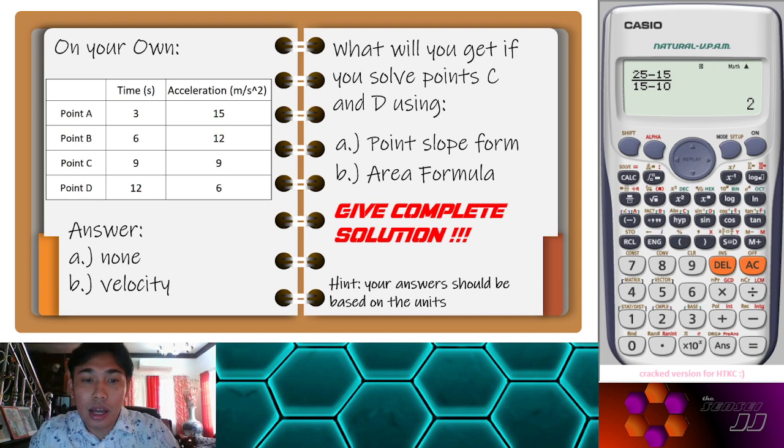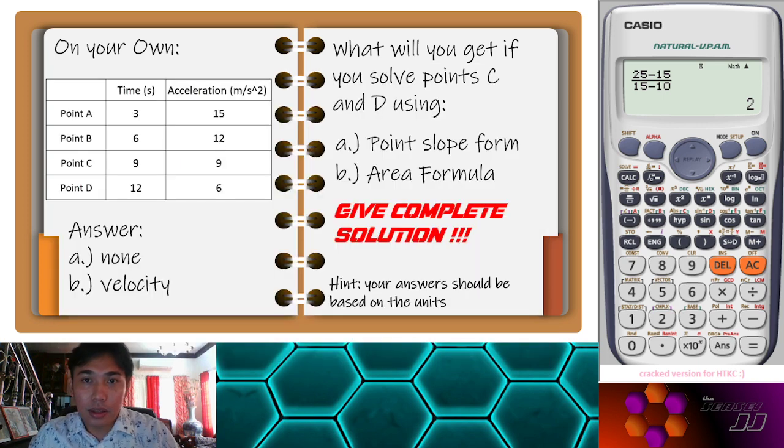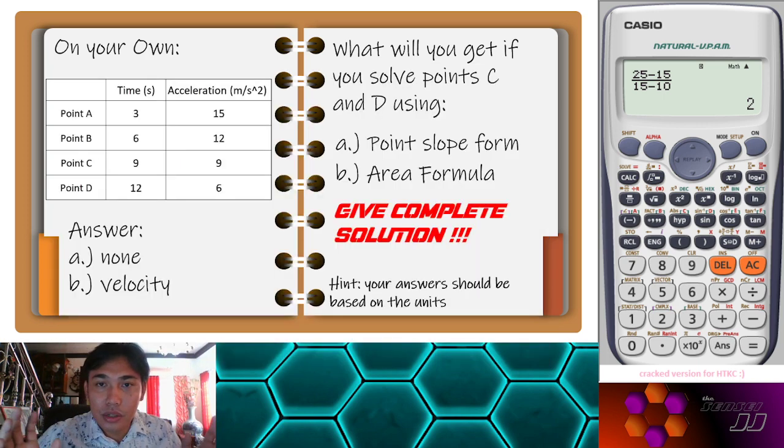We're going to get the area for points C and D. We have the triangle and we have the rectangle. If you get this one, then there is a chance that your answer will be correct. So, what is the velocity? Let's try to solve this one.